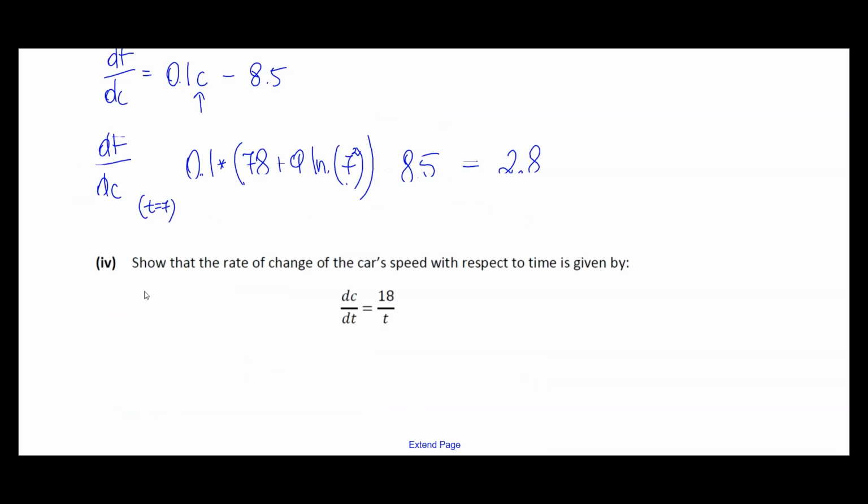So in part 4, show that the rate of change of the car's speed with respect to time is given by... So here we need to create a derivative of the function c, where t is our variable. And again, what was that function? 78 plus 9 ln t to the power of 2. So again, how do we derive each item separately? We know the number will go to 0.